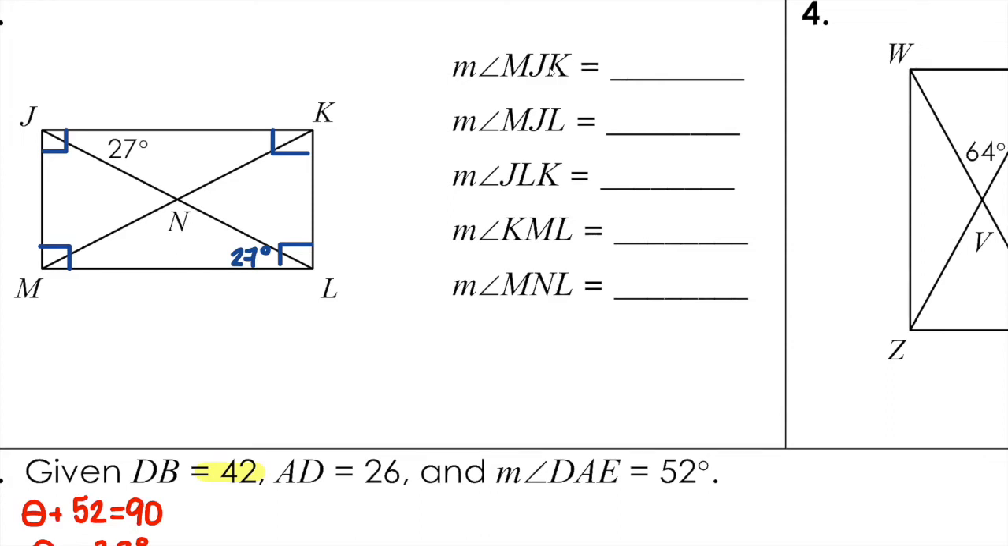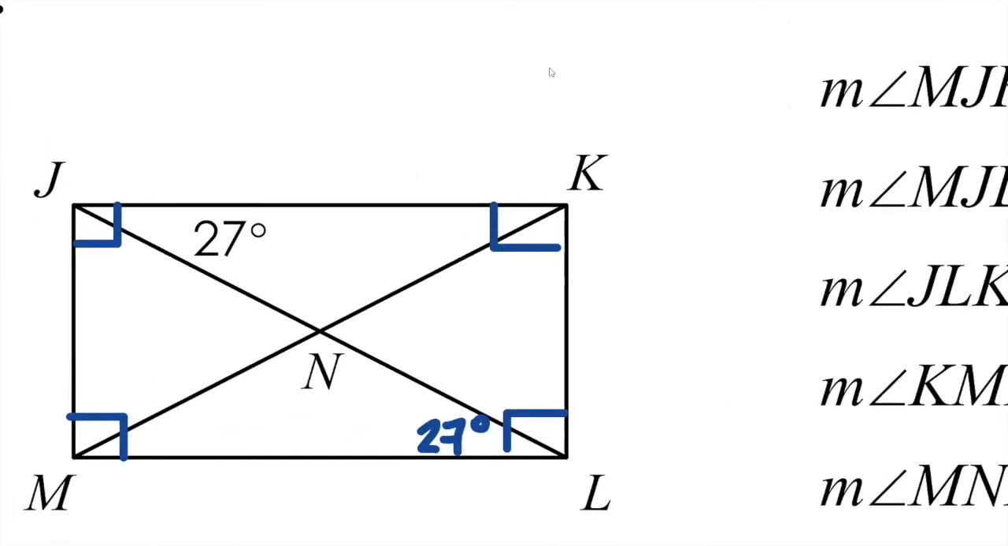Now, you ready for another flashback? What did we say about the diagonals? They're all what? They're all congruent. So all 4 of these pieces are congruent. That is very nice of them.